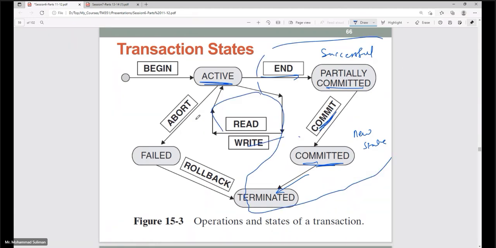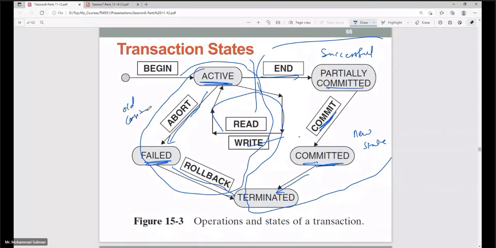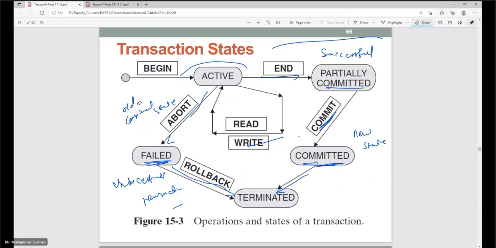Now, while we are doing read and write, there can be a chance that there is an abort and the whole transaction fails. Then we should make a rollback and terminate it. This is an unsuccessful transaction and will put the database in the old consistent state. So this is the life cycle of the transaction state.